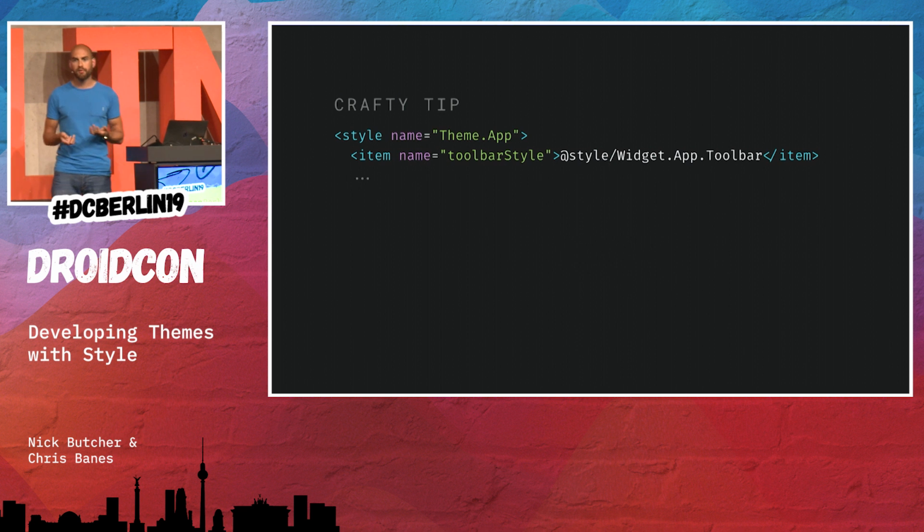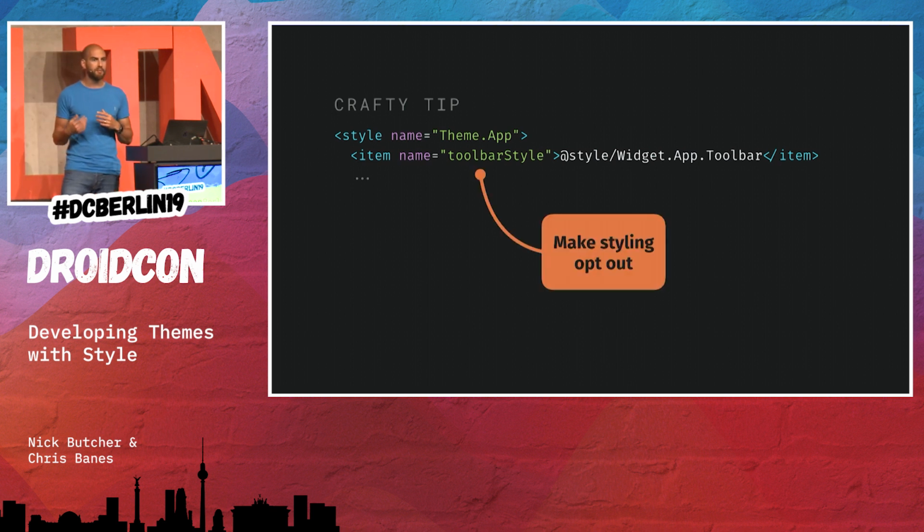But it's not just the platform themes or Material components that can use default styles. I highly encourage you to use them in your application. Say you want to set all the toolbars to have a certain look and feel. I think a better approach is to do it using a default style like this. In your theme, you declare a toolbar style and point it to the style that you want for all your toolbars, rather than trying to remember to set a style on each individual instance of it.